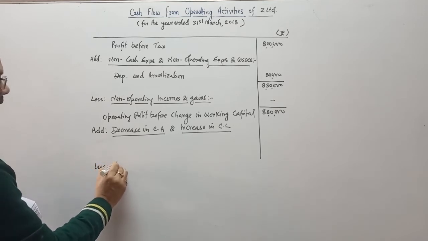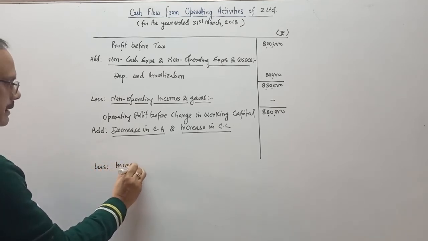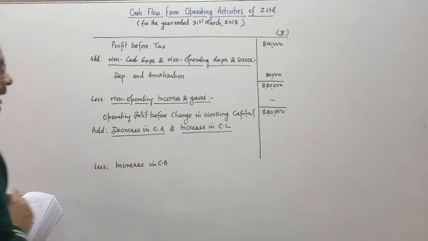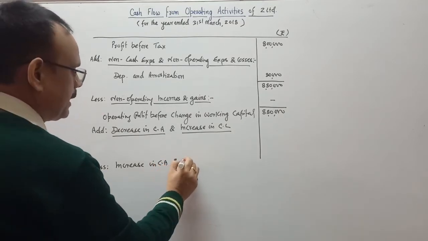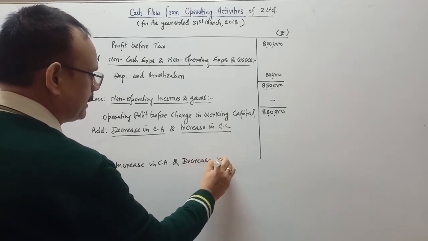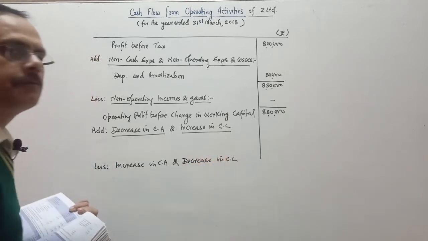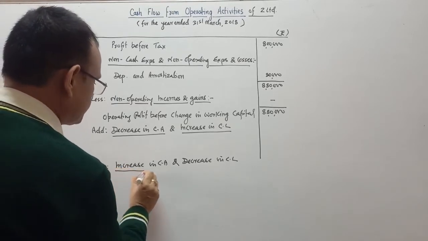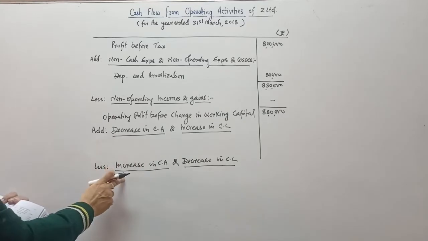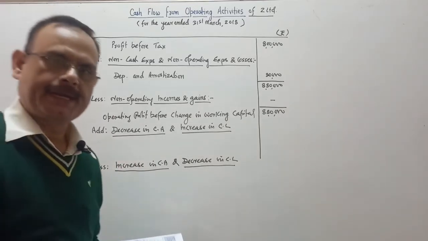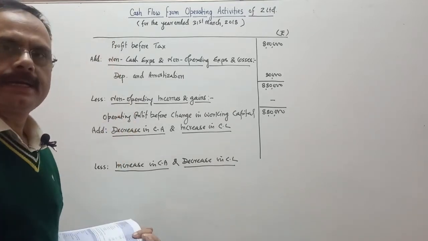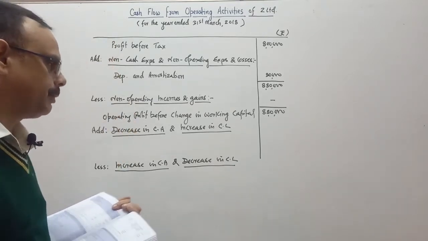Vice versa, if the current assets increase, then we will deduct it, and similarly if there is a decrease in current liability, then we will deduct it, because it indicates the outflow of cash. This shows the inflow of cash and this shows the outflow of cash under operating activity. So decrease in current assets and increase in current liability will be added, and vice versa will be deducted.